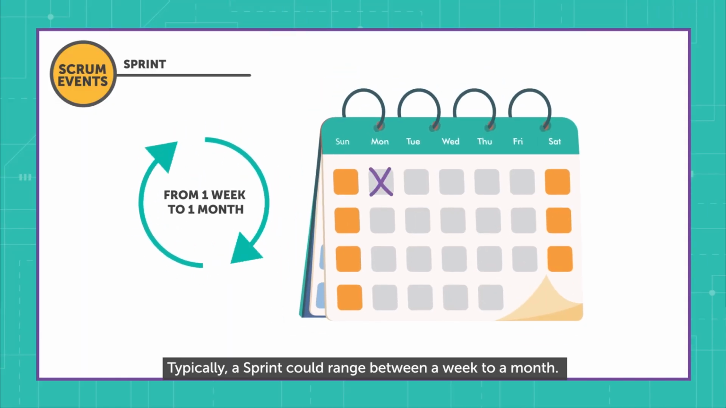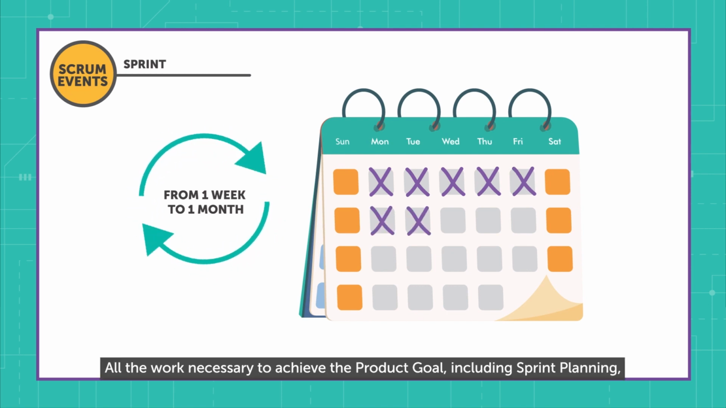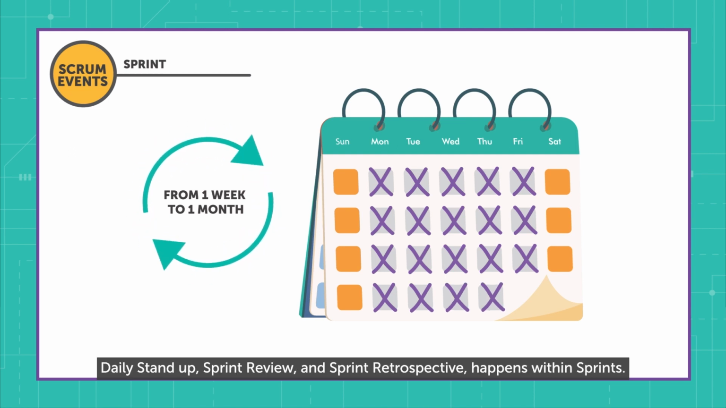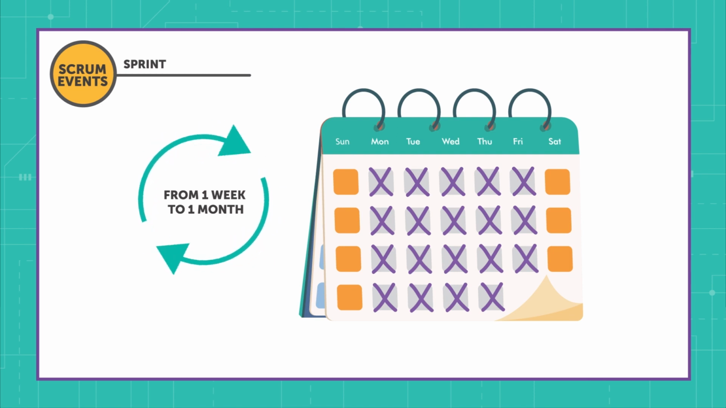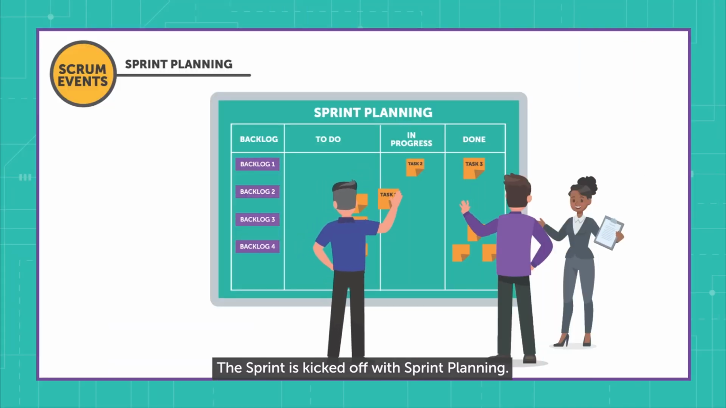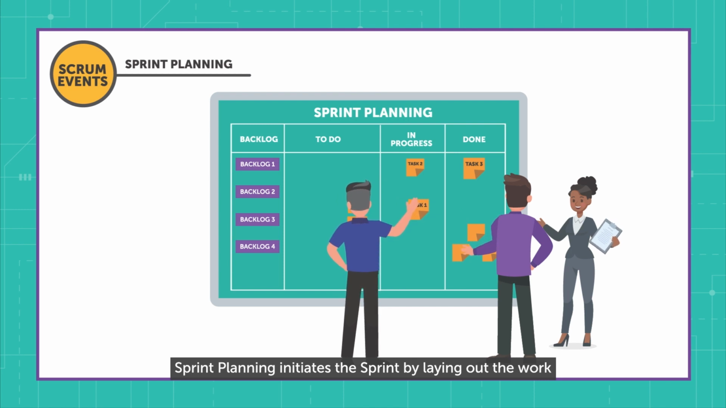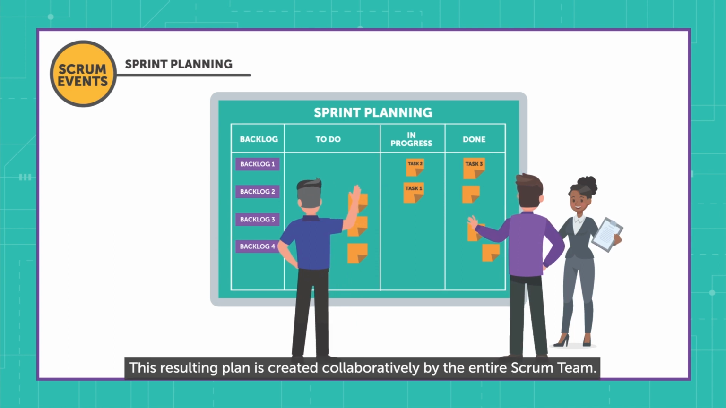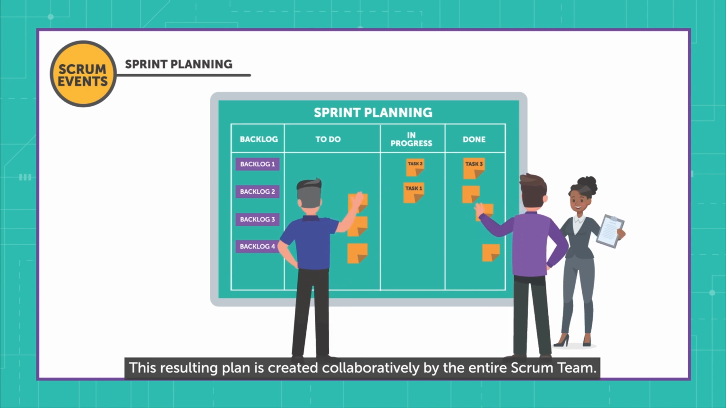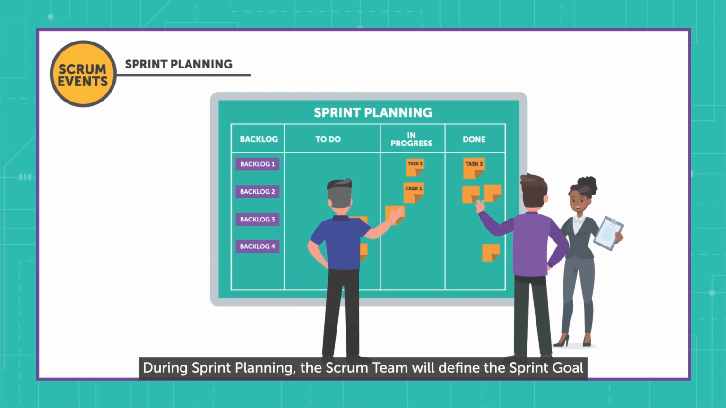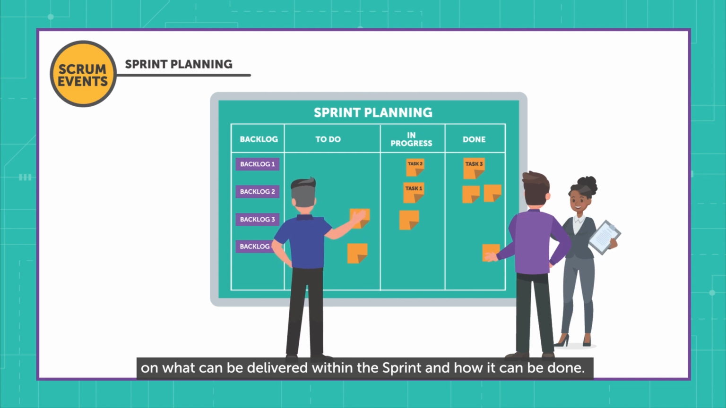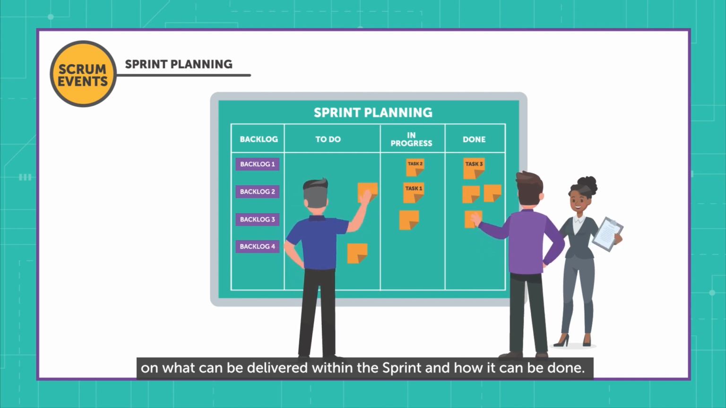Typically, a sprint could range between a week to a month. All the work necessary to achieve the product goal, including sprint planning, daily stand-up, sprint review, and sprint retrospective, happens within sprints. The sprint is kicked off with sprint planning. Sprint planning initiates the sprint by laying out the work to be performed for the sprint. This resulting plan is created collaboratively by the entire Scrum team. During sprint planning, the Scrum team will define the sprint goal, on what can be delivered within the sprint, and how it can be done.